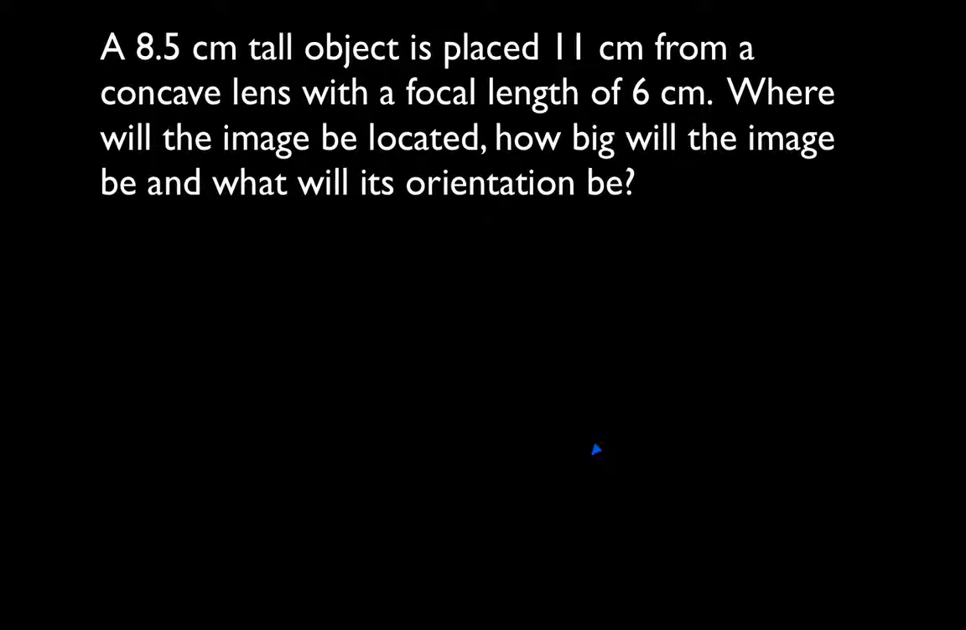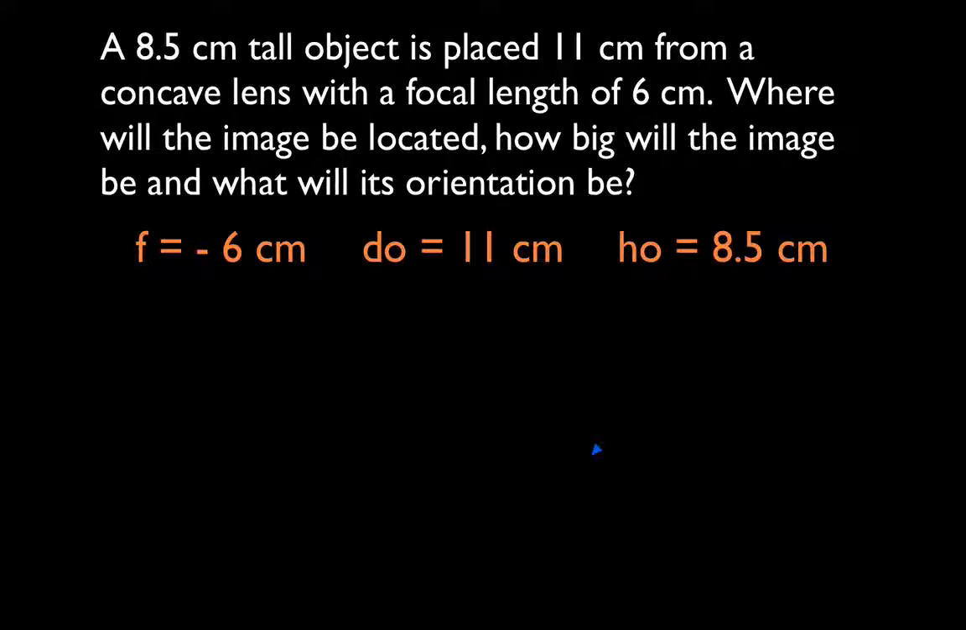And again, we want to know where will the image be, how big will it be, and what will its orientation be. And this is the information that we've been given, so I like to write it all down. And it's important to note that this says concave lens. Concave lenses have negative focal lengths, by convention, and therefore we have to put down a negative. We got to make sure we carry that negative through all of our problems. The object distance is 11, and the object height is 8.5, and of course we want to get the image distance and the image height.